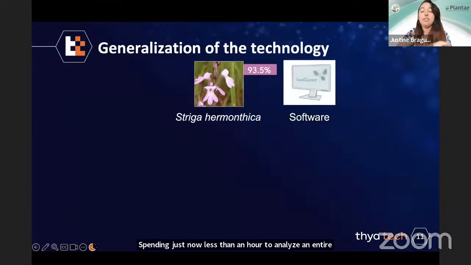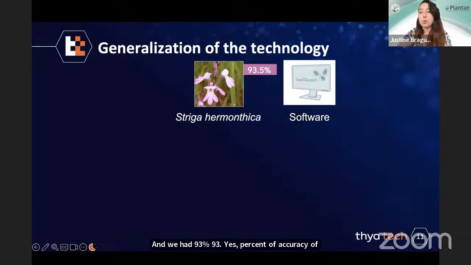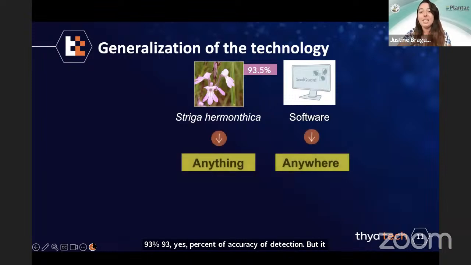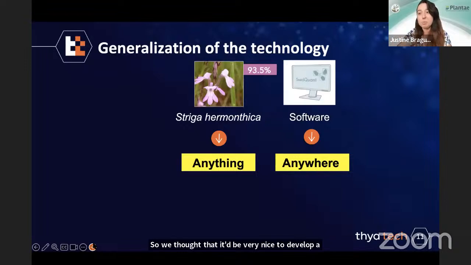And for this model, we published it publicly, we made a publication and it's available. It's called SeedQuant. And we had 93% accuracy of detection. But it was just one little plant in the world of science. And that software is not that easy to install. So we thought that it would be very nice to develop a technology to detect anything, and that can be accessible anywhere without having to install anything.